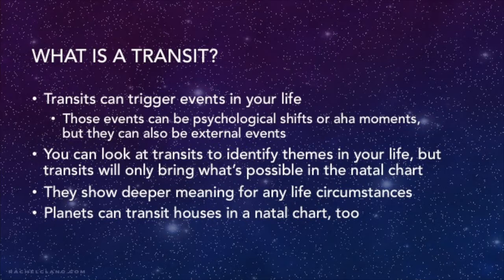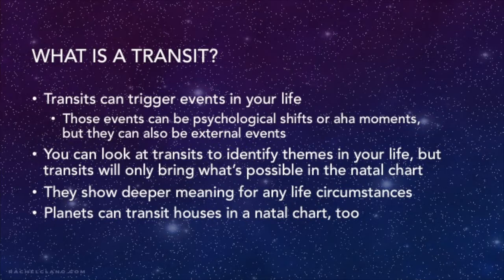Planets can also transit houses in a natal chart, and we'll talk a little bit about that in the next class. When a planet moves through a house, each planet moves at a different speed, and so the sun, for example, stays in a house one month at a time, moving 12 months around the zodiac. The moon stays in a house for about 2.5 days.